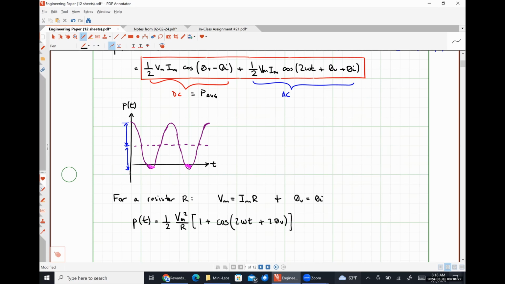So that's our relationship for the instantaneous power absorbed by a resistor in terms of only the voltage. Now, based on our knowledge that the DC portion of the instantaneous power is simply the average power, what would the average power of a resistor be expressed only in terms of the voltage?